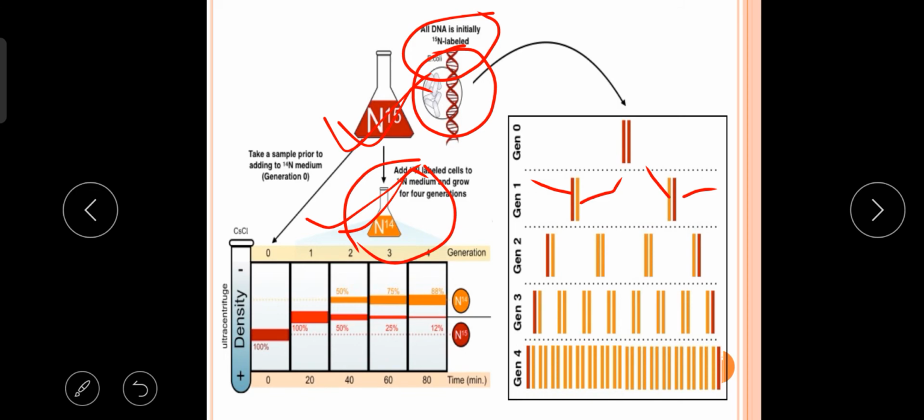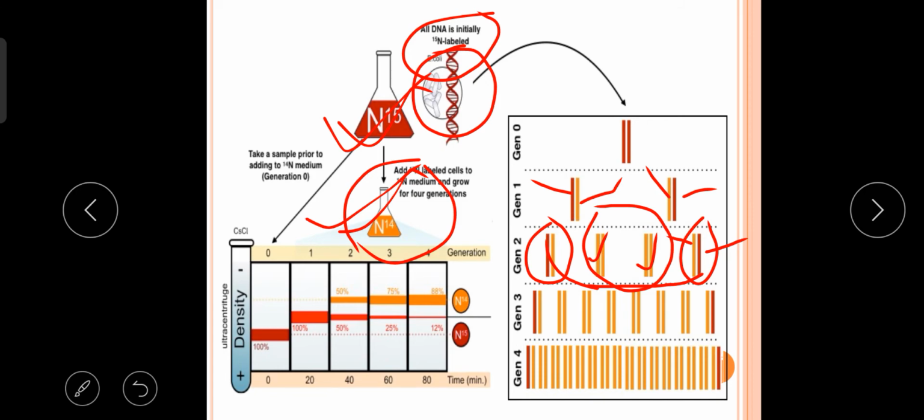Okay, so after the second generation they observed that in the newly produced DNA molecules, only two DNA molecules were hybrid. Only two, the first one and last one. That means only the first one and last one contain 15N and 14N. But the middle two, these two, contain both strands with 14N isotope. That means the middle two are called light DNA, and these two DNA molecules on the sides are called the hybrid DNA or intermediate DNA.